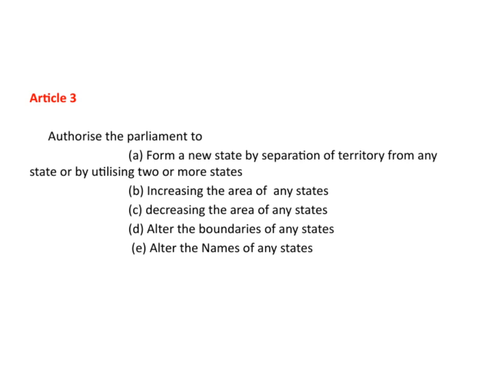Overall, this article provides the legal framework for states to evolve and adapt over time to meet the country's changing needs. It highlights the flexibility and authority granted to the Parliament to manage state boundaries and identities, aligning with the broader theme of federal structure and governance.